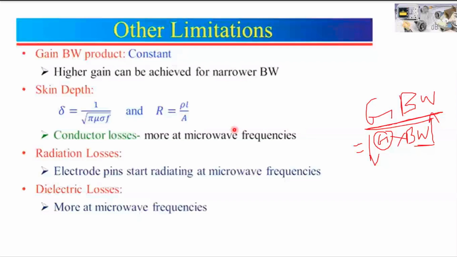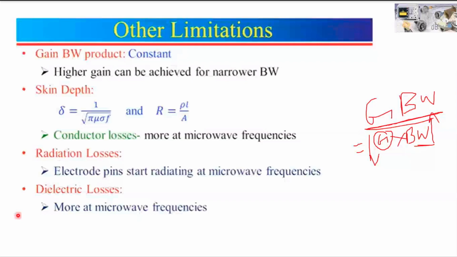conventional tubes. So now the next limitation is radiation losses. What are these radiation losses? At microwave frequencies, the electrode pins, which you have seen there, start radiating because they cannot handle that much amount of power. So because of this radiation, there will be radiation losses. Because of this, we cannot again use these conventional tubes at microwave frequency.